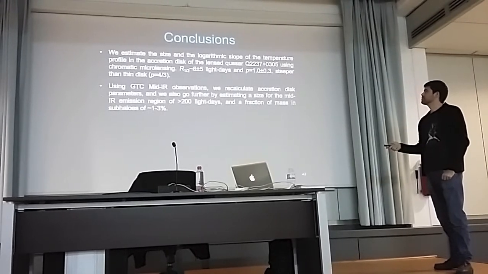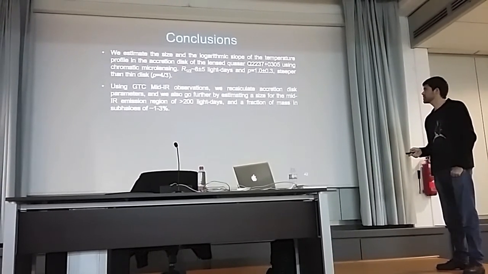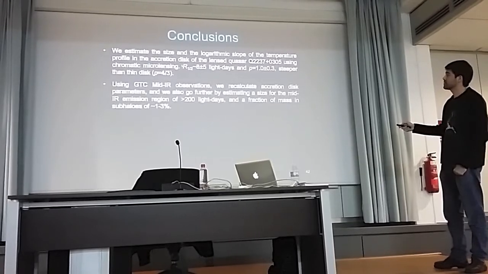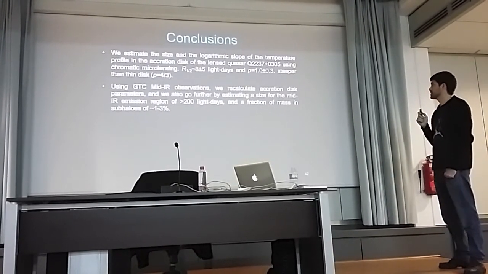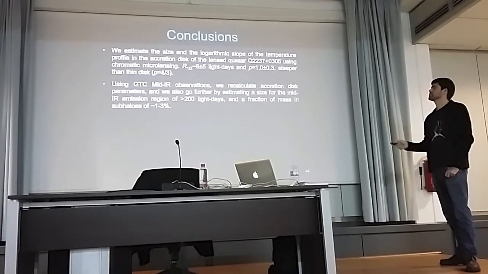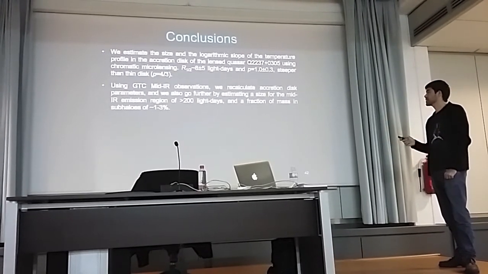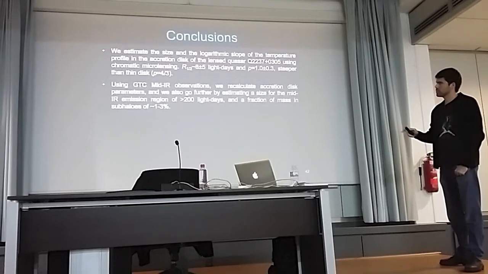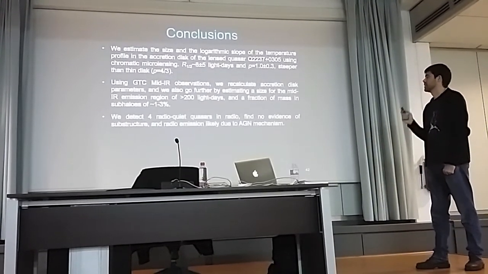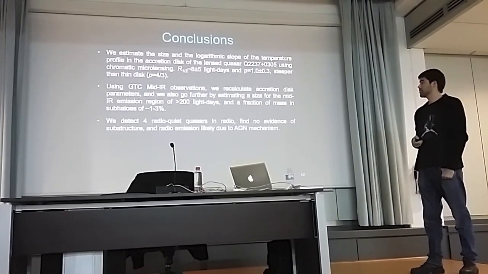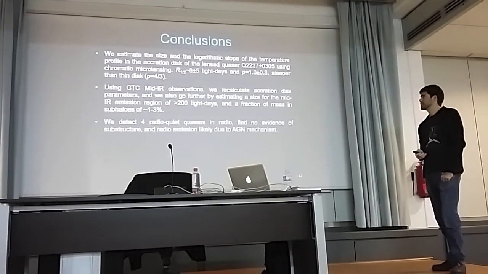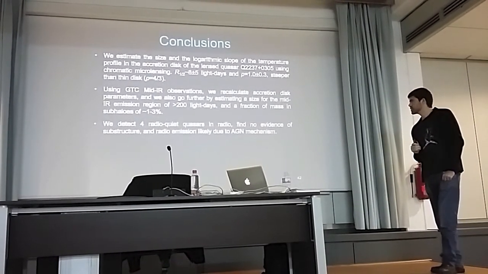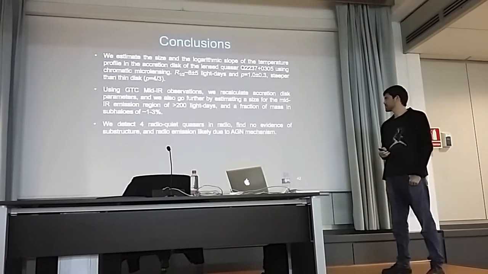Then we use mid-infrared observations with GTC. We calculate the results. We get a consistent result with this. We also go further by estimating a size for the mid-infrared emission region, which is more than 200 light days, and a fraction of mass in subhalos of about 1-3%. Then we detect 4 radio-quiet quasars in radio. We find no evidence of such structure, and radio emission is likely due to the active galactic nuclear mechanism.